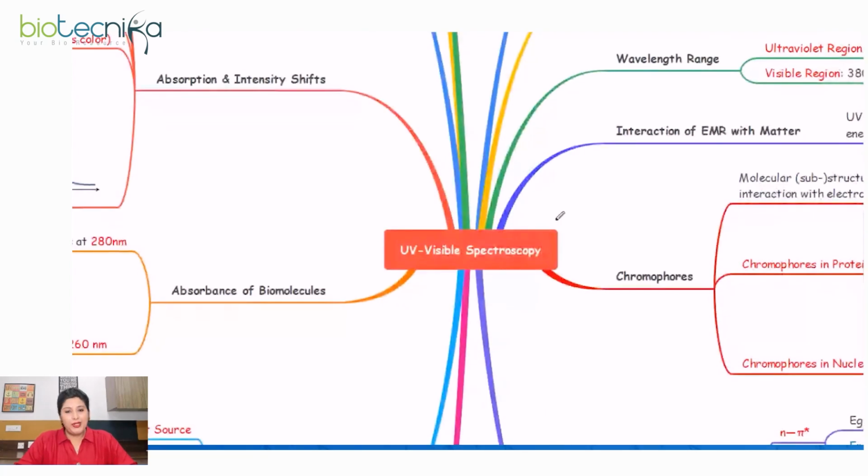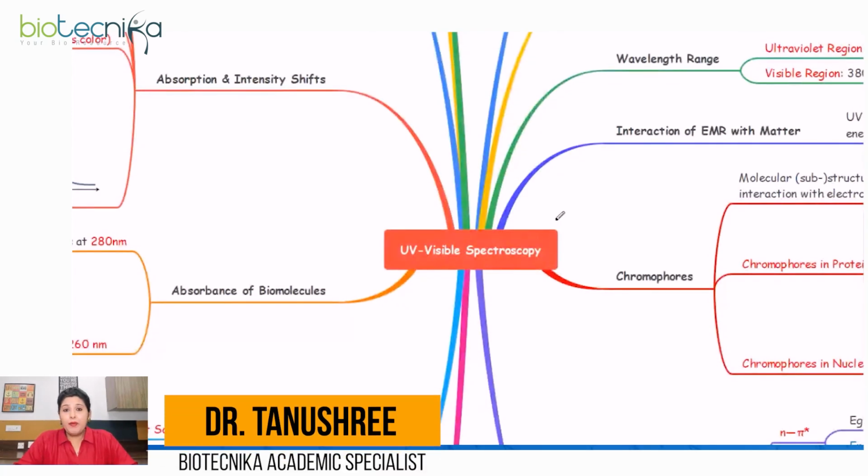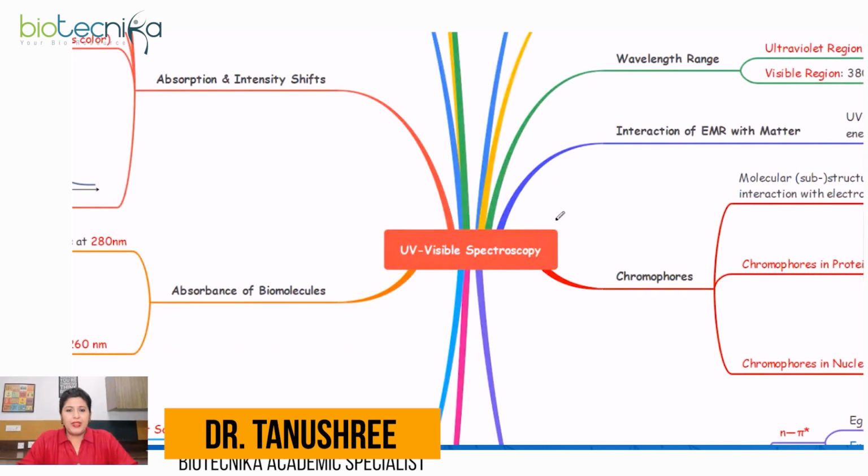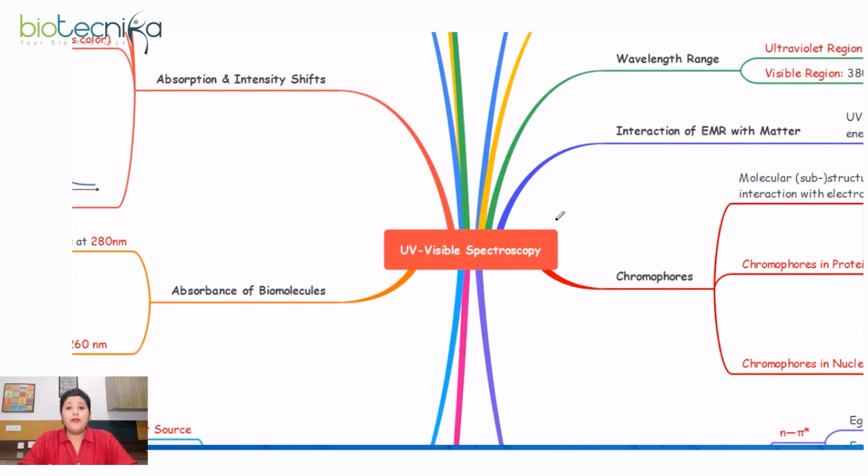Hello everyone. Today in this video, I'm going to tell you about UV Visible Spectroscopy, a must-do topic for all GATE BT aspirants. Spectroscopy is derived from two words: spectrum, which means image in Latin, and scopia, which means observation in Greek. Spectroscopy is a science that deals with the interaction between various types of radiations and matter.